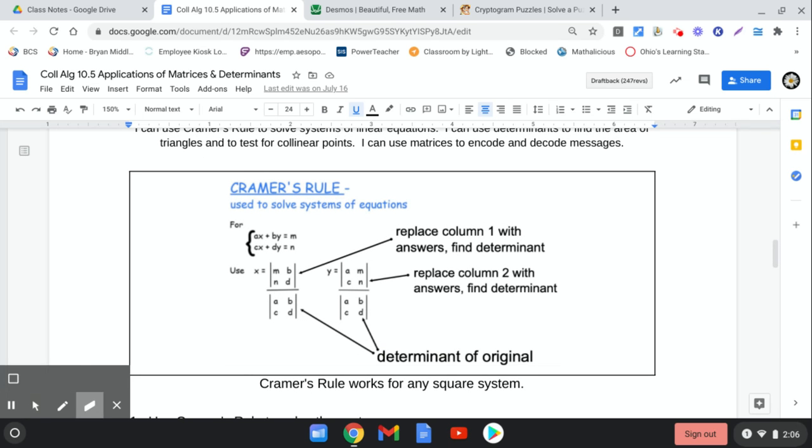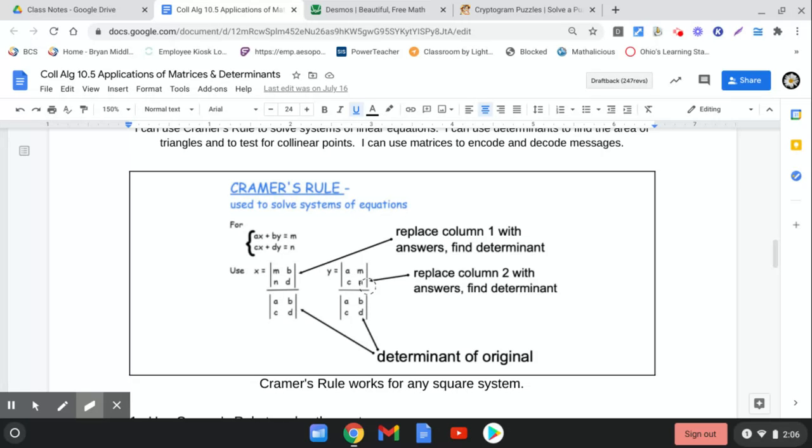So if we have the system of equations here, and it has coefficients a, b, c, and d, what we do is we take that coefficient matrix and we replace the x column with the answers, m and n, and b and d stay the same. We take the determinant over the determinant of the original. And then to find the y value, you take this coefficient matrix and you replace the y column, this b d, with m n. And so then you take the determinant of a c over a m c n over the determinant of the original.